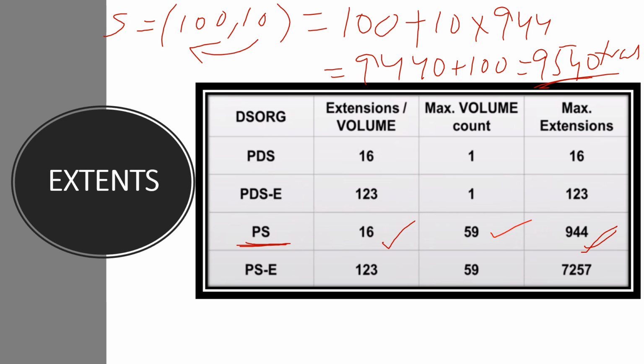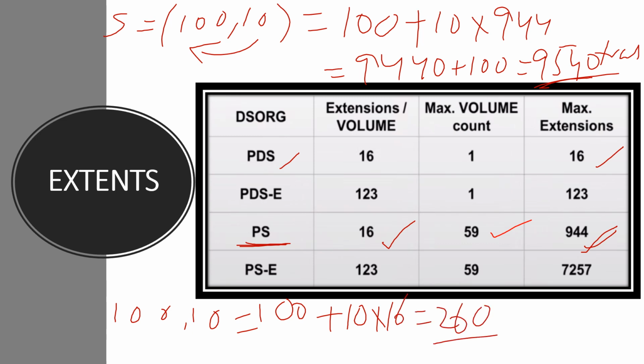For a PDS file, the maximum extents is only 16. So it's basic. If you're given 100 comma 10, it can take only 16 extents. It means it can take only 16 times the secondary space. So 100 plus 10 into 16, that's it, right? It will take only 260 tracks or 260 cylinders. When it comes to extended, we know that extended can be 123 extents. That is the maximum extents.